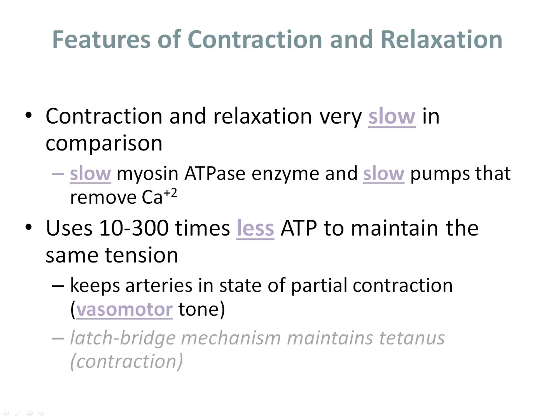If our arteries just completely relaxed, all of our blood would fall to our feet because of gravity, and we would pass out. It's not usually a good thing. So we want to maintain enough vasomotor tone that we force blood up to our head. So this is an important feature of smooth muscle within our arteries. The current theory is that there's a latch bridge mechanism that maintains that contraction. So once the myosin head attaches to actin, it holds on and forms a latch bridge.